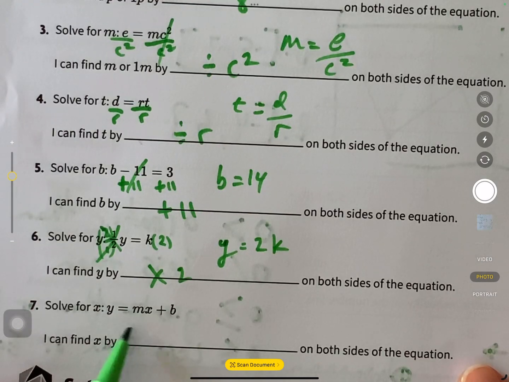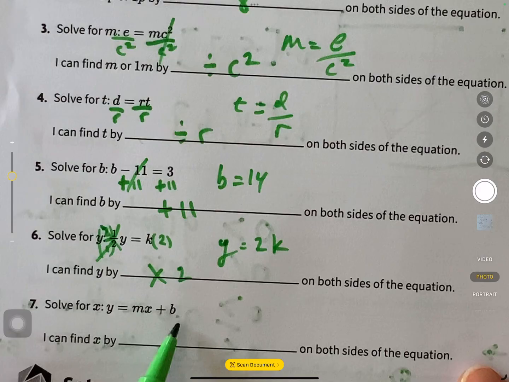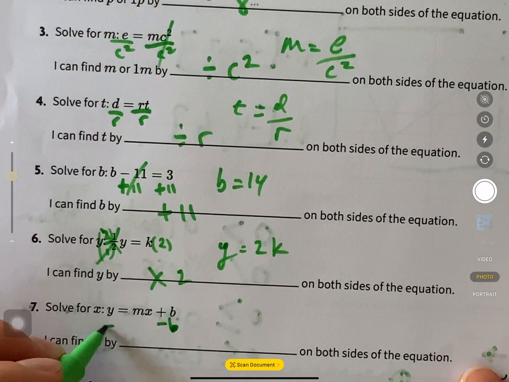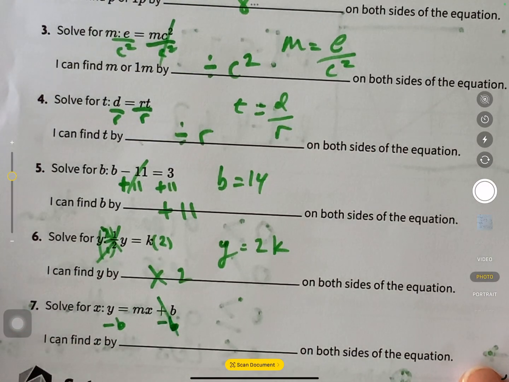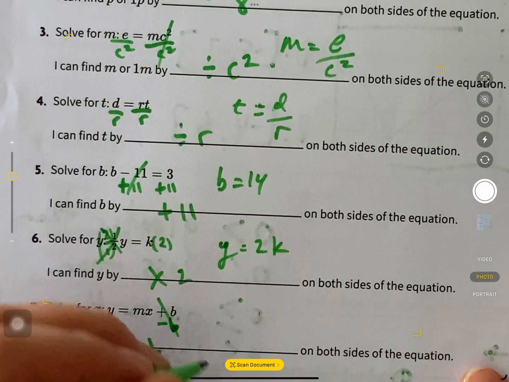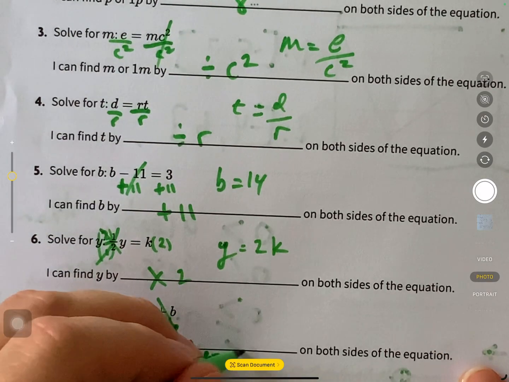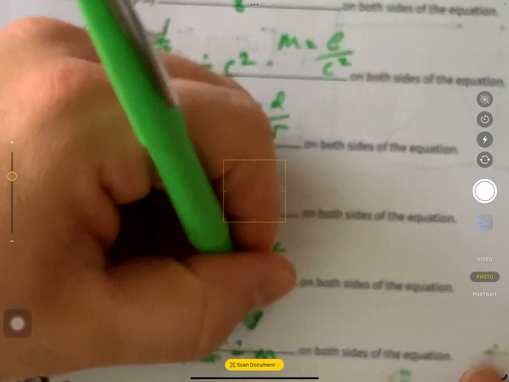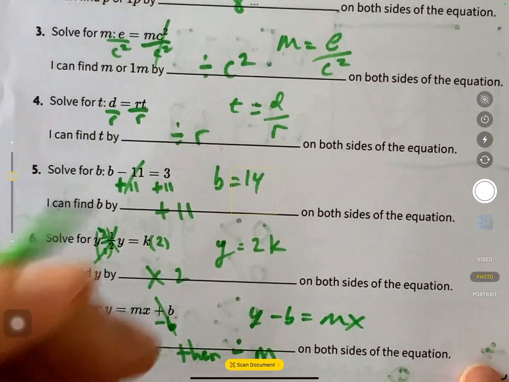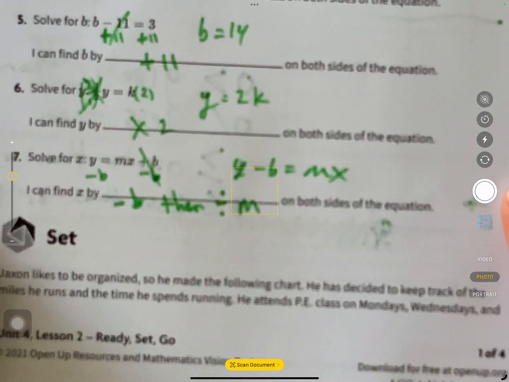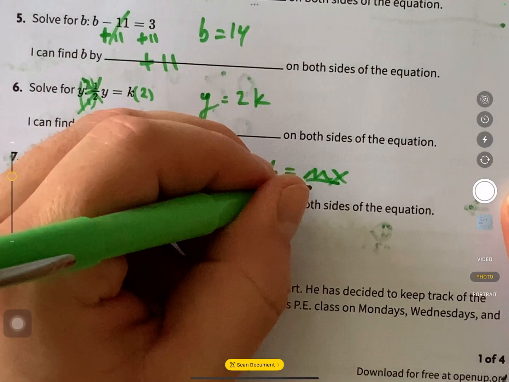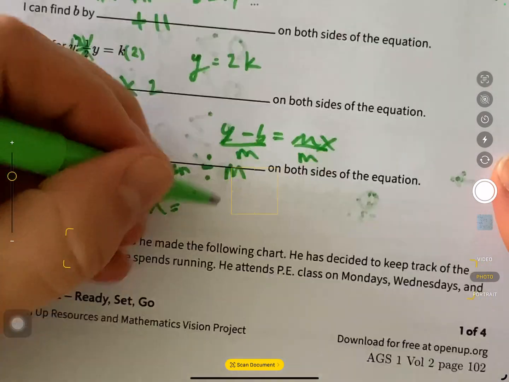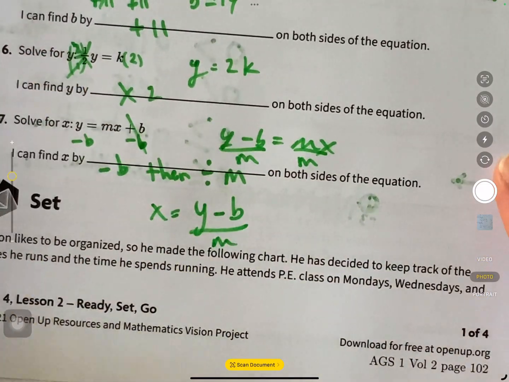This is a good one. Might see this on a test, right? y equals mx plus b, solve for x. First, we need to subtract b first, okay? So subtract b, then divide by m. So we have y minus b equals mx, and it wants us to solve for x, so we have to divide by m on both sides. So my answer is actually going to be x equals y minus b over m.